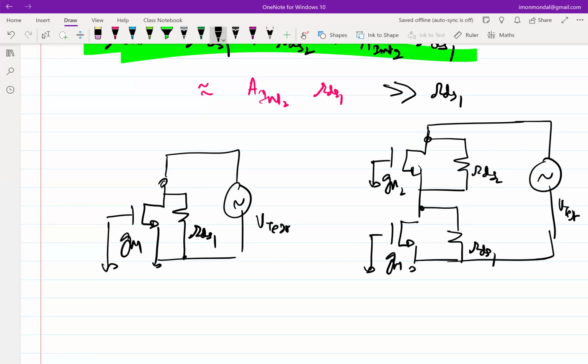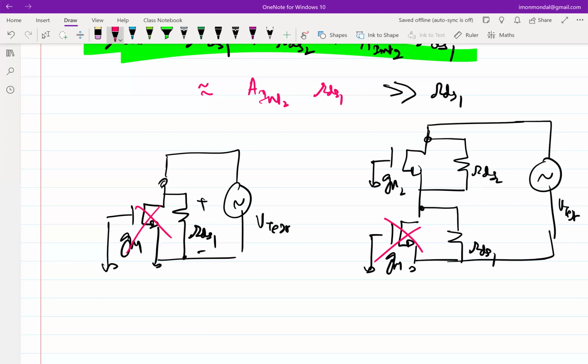So in the circuit on the left, the voltage across RDS1 is the entire voltage that you have applied, right? Simple case. Firstly, these two transistors don't come into the picture because their VGS is 0. So in the case on the left, the entirety of VTest appears across RDS1. Hence, the incremental current is VTest over RDS1. Hence, the resistance is RDS1. Quite trivial, but you'll understand why I'm stressing on that.